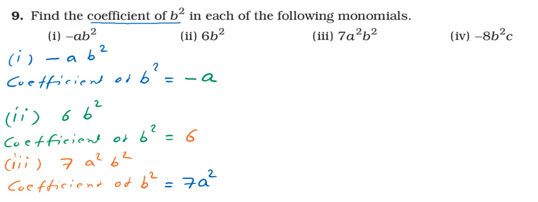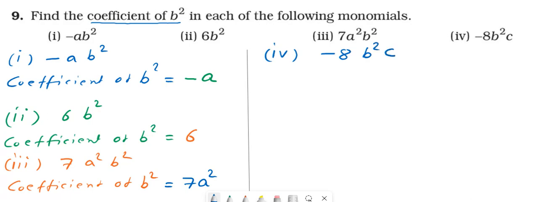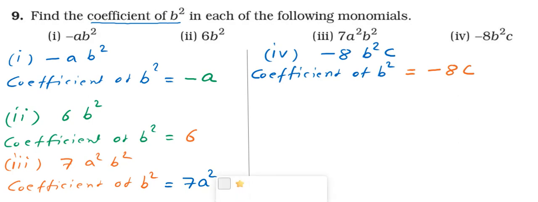Now the fourth part, minus 8b square c. Here coefficient of b square. So beta, here coefficient of b square would be, what is coefficient here? Everything other than b square. So here minus 8c should be the coefficient. I hope the concept is clear. Is it? Please confirm.